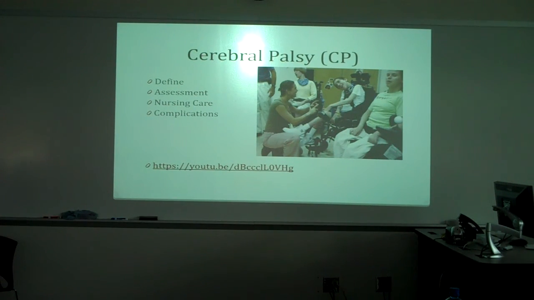Assessment: failure to meet milestones, persistent reflexes such as the Moro reflex and tonic neck reflex, poor suck reflex, tongue thrust, poor head control, abnormal posture, asymmetrical crawl, seizures.